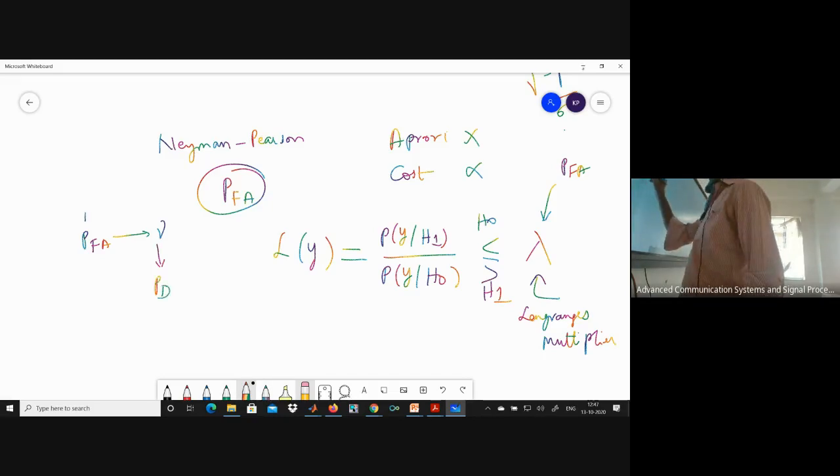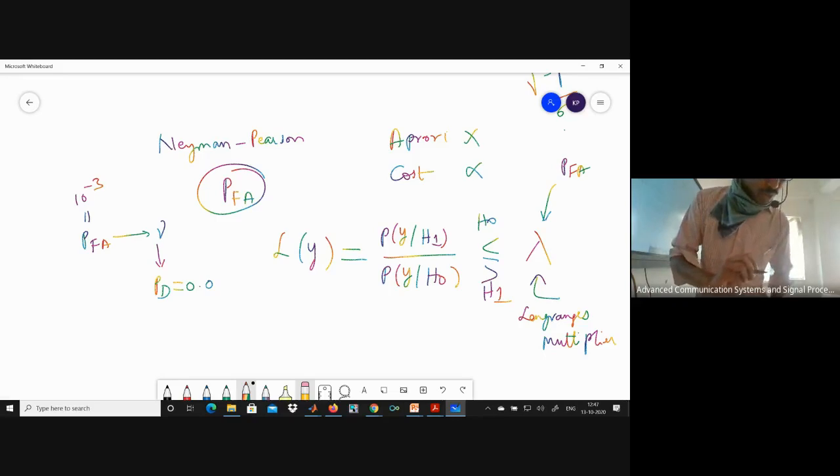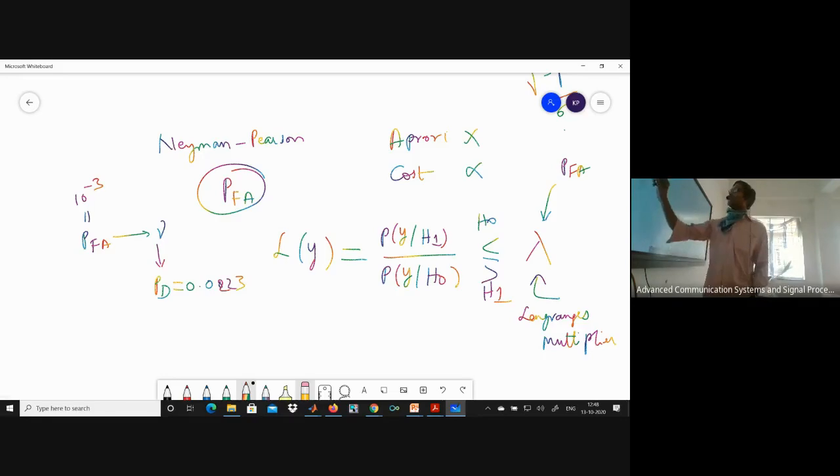So for the probability of false alarm equal to 10 to the power of -3, we have seen that the probability of detection is 0.0023. This is the probability of detection. So once you fix the probability of false alarm, your probability of detection is also fixed, and that means you are going to have a very small value. In the last class we stopped at this particular point.